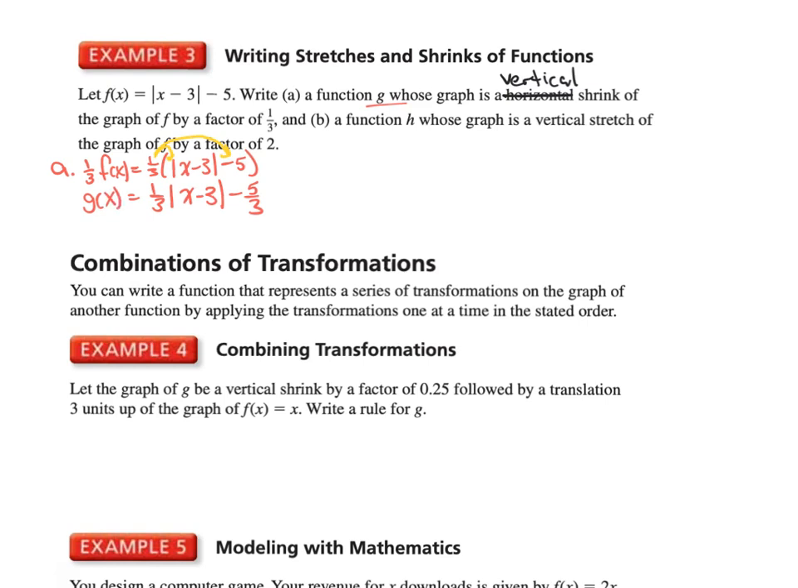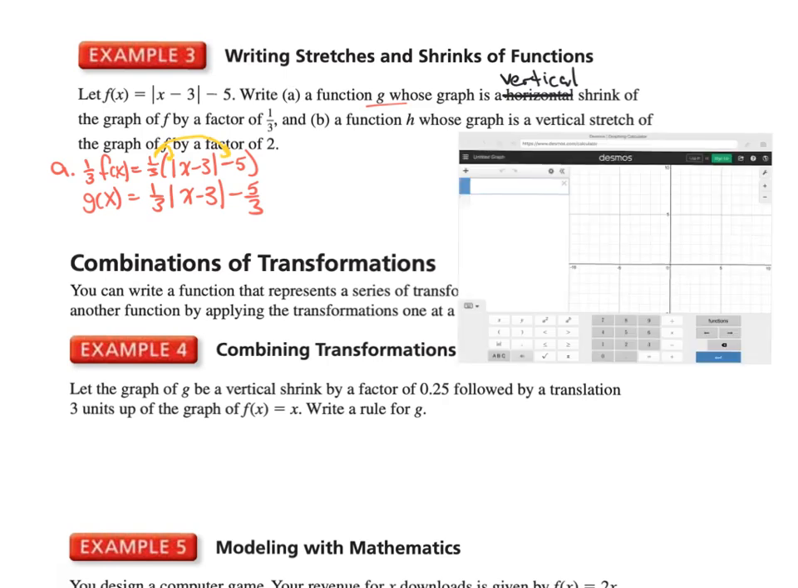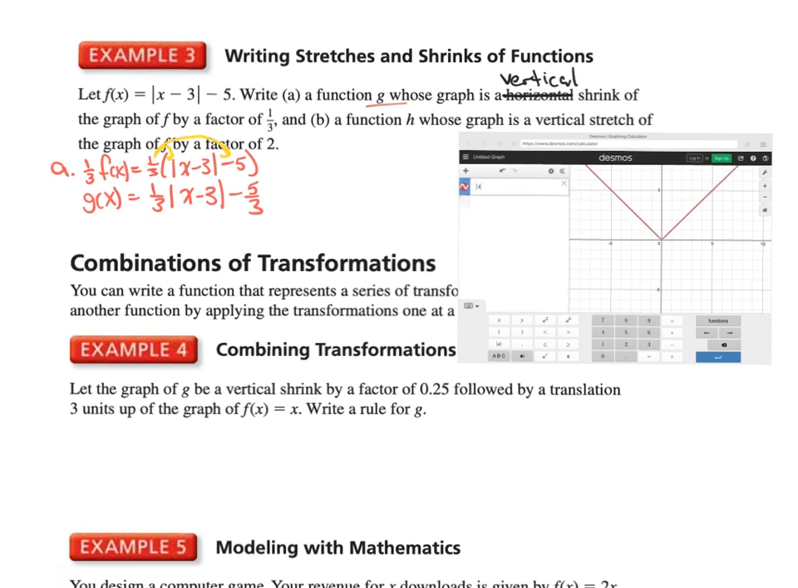So we're going to graph this and look at it on Desmos. We'll graph the original, which is the absolute value of x minus 3, minus 5. And there's the original absolute value function. Now let's look at the transformed. So 1 divided by 3. Now notice my cursor is still in the denominator. You want to make sure you get that out of the denominator by using your arrow key. And then type the absolute value of x minus 3, and then minus 5/3. So minus 5 divided by 3.